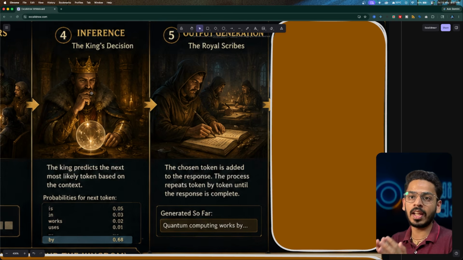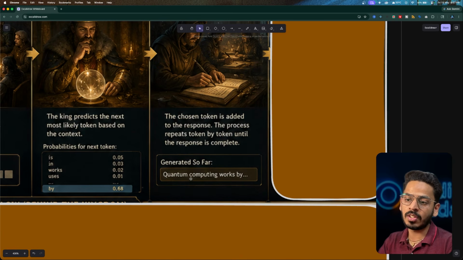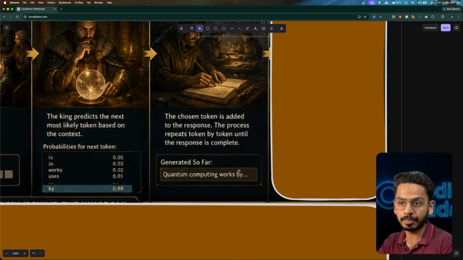And once the king says, okay, I am done with predicting the next token, I don't have any next token to predict right now, it will give it to the scribes and the scribes will say, okay, this is the response which is generated so far. So as you see, the current response generated is quantum computing works by.